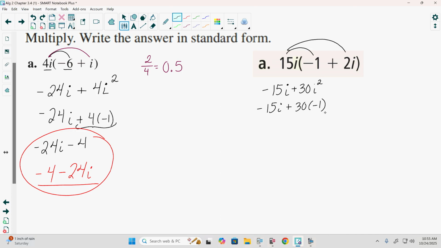So really what we're saying is that we have negative 15i plus 30 times negative 1. Well, 30 times negative 1 is negative 30. So we have negative 30 minus 15i. So after we did that multiplication, I just went on and flipped them. If you don't have them flipped, we could rewrite it the other way as negative 15i minus 30. But again, we do want that real term first. So negative 30 minus 15i.